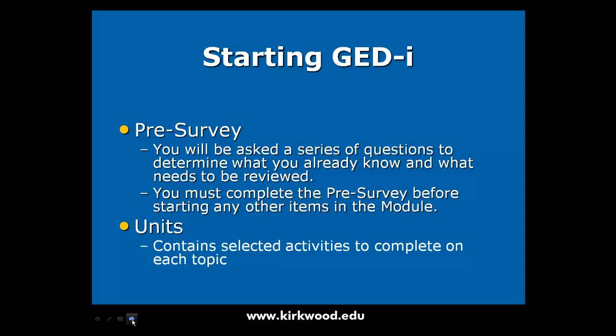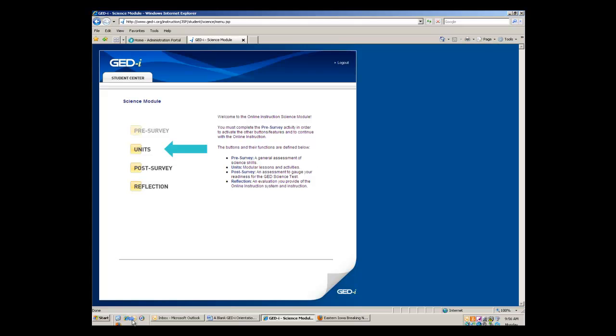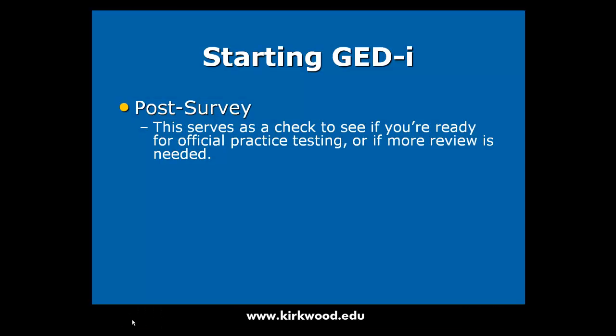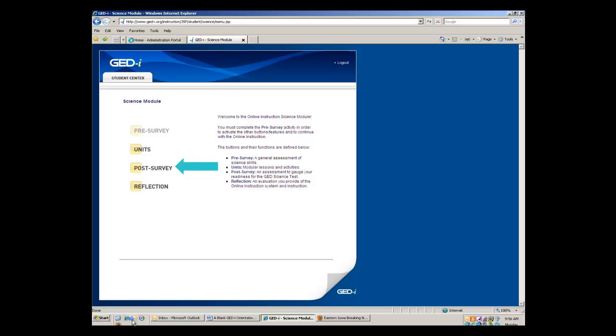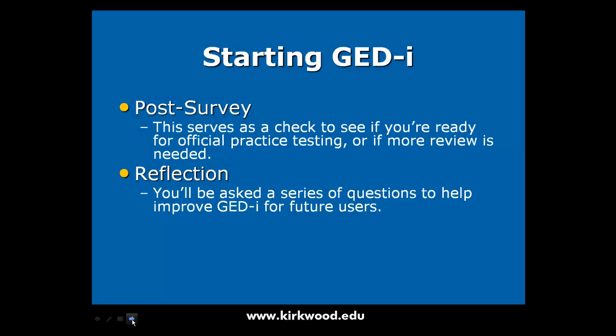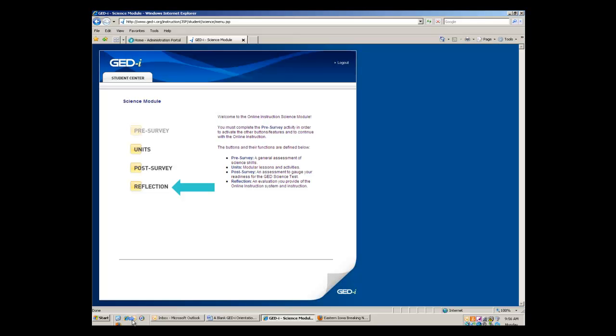The second area is the units. This is where you will find your selected activities to complete for each topic. Questions and materials presented will help you gain a better understanding of the materials on the GED test. After completing all of your unit activities, you will be asked to take the post-survey. The post-survey shows if you are ready to try the official practice test or if additional review is necessary. The final item is the reflection. Here, you'll be asked a series of questions to help improve GED-i for future users.